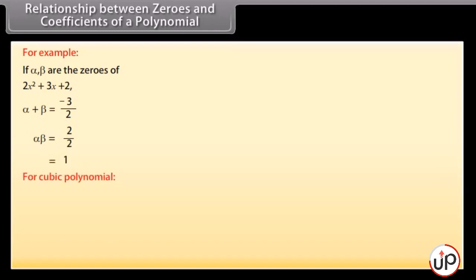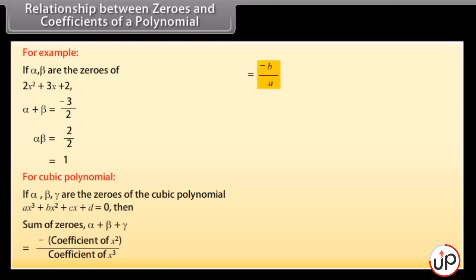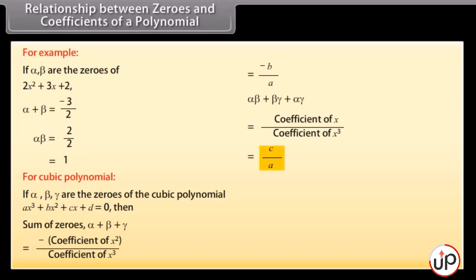For cubic polynomial, if alpha, beta, gamma are the zeros of the cubic polynomial ax cube plus bx square plus cx plus d is equal to 0, then sum of zeros, alpha plus beta plus gamma, is equal to minus coefficient of x square upon coefficient of x cube, which equals minus b upon a. Alpha beta plus beta gamma plus alpha gamma is equal to coefficient of x upon coefficient of x cube, which equals c upon a.